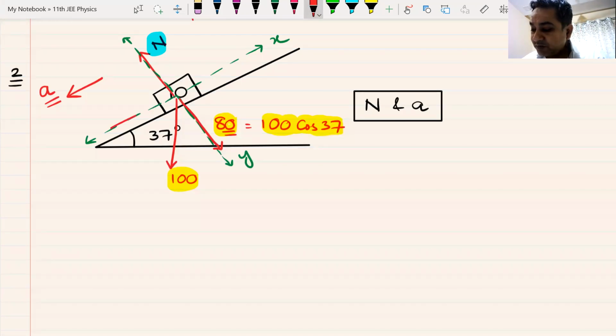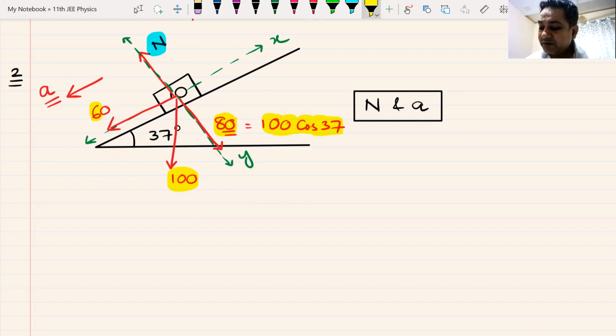Then what about this one? The component which goes down the incline. This is 60, which is nothing but 100 sin 37. I'm not writing it because it will just make my diagram look bad. So I'm just not writing it. This is 60, 100 sin 37, and this is 80.